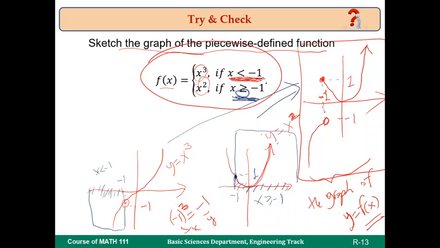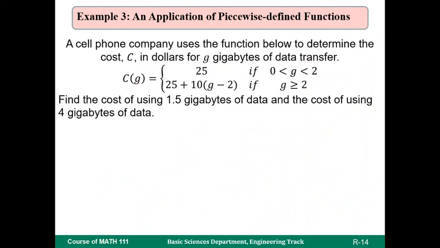Okay, it's done. Okay, do we see piecewise defined functions in our lives or in the applications? Yes. This is one of the examples. Let's look at this example. A cell phone company uses the function below to determine the cost C. So the C is standing for the cost in dollars for gigabytes of data transfer. So the cost for gigabytes. So this is a function C of g, the cost of gigabytes.